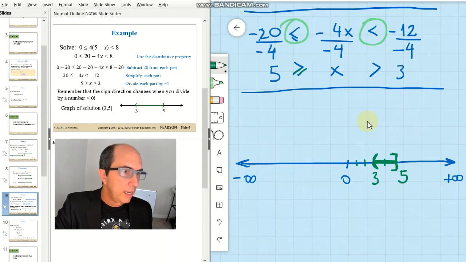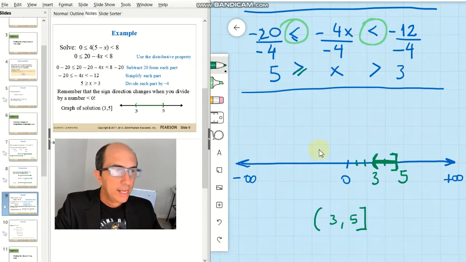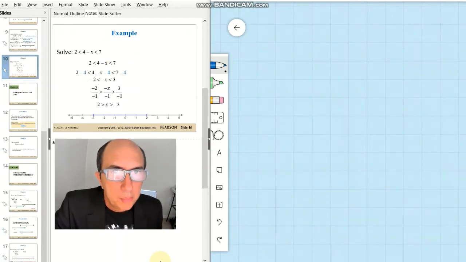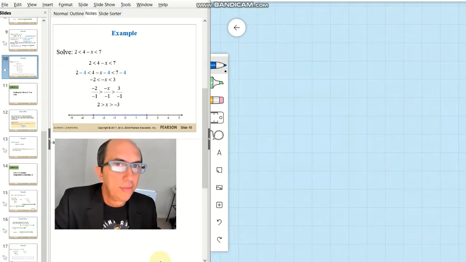You can represent here also the interval notation, parenthesis 3, comma 5, bracket. And this is the answer to the inequality. 0 is less or equal than 4 times 5 minus x, which is less than 8. Okay, another example. Now we have the following inequality. 2 is less than 4 minus x is less than 7.